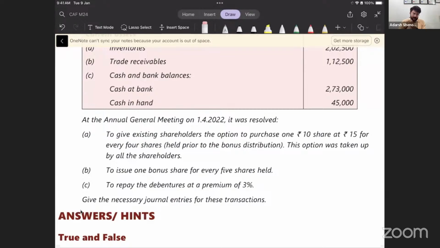Then to repay the debentures at a premium of 3%. Very simple. There is no DRR entry, no DRR investment entry, I mean no create entry. Just redemption entries, due entry for redemption.